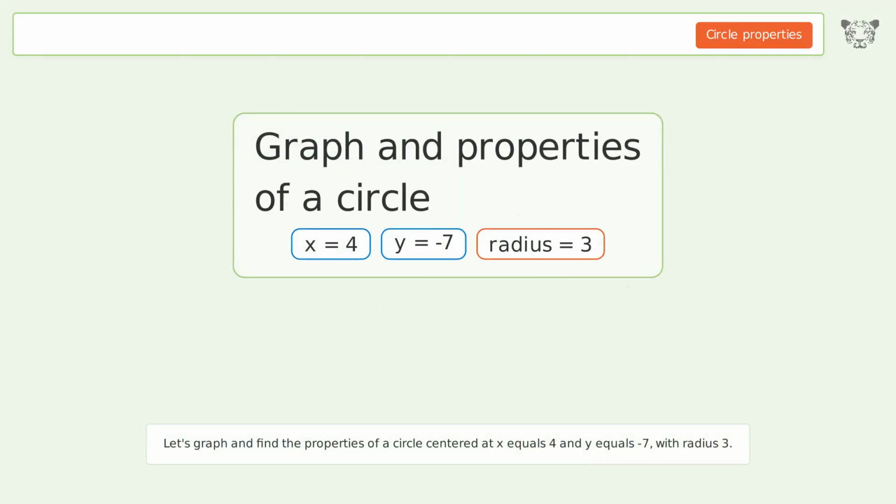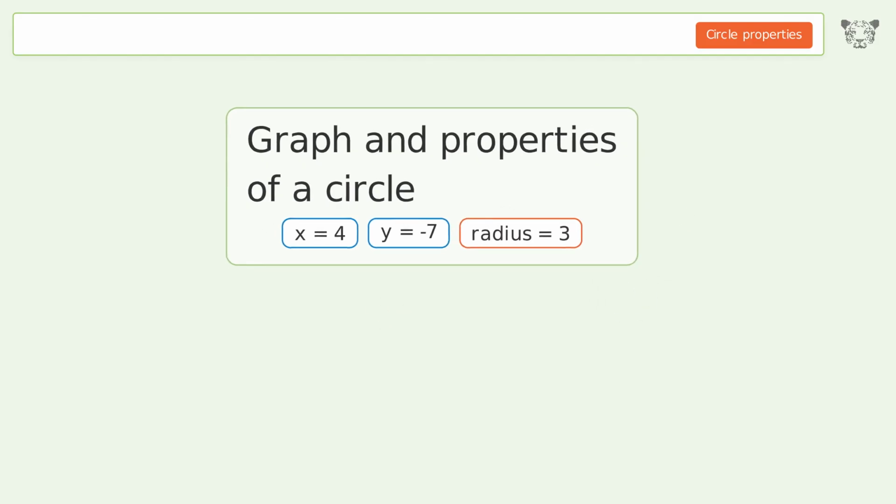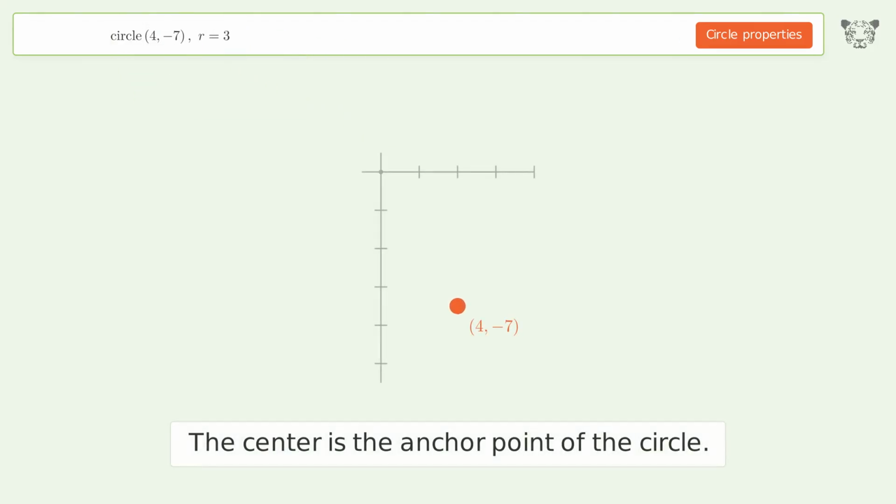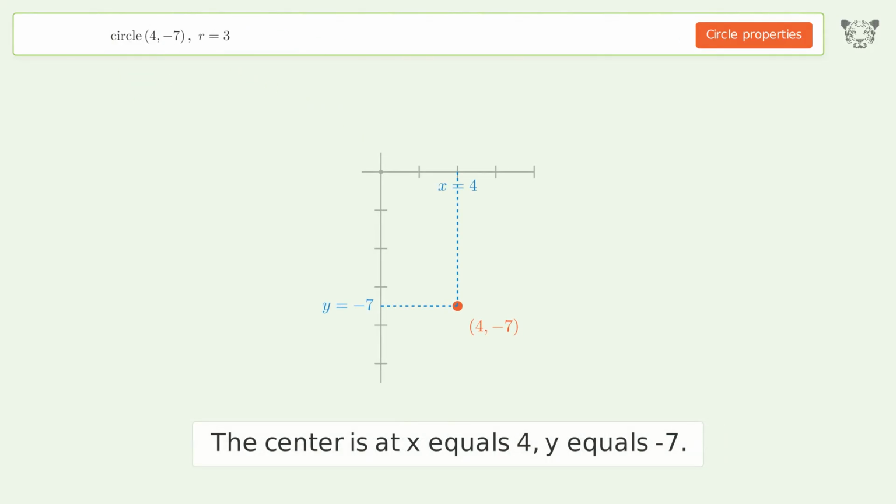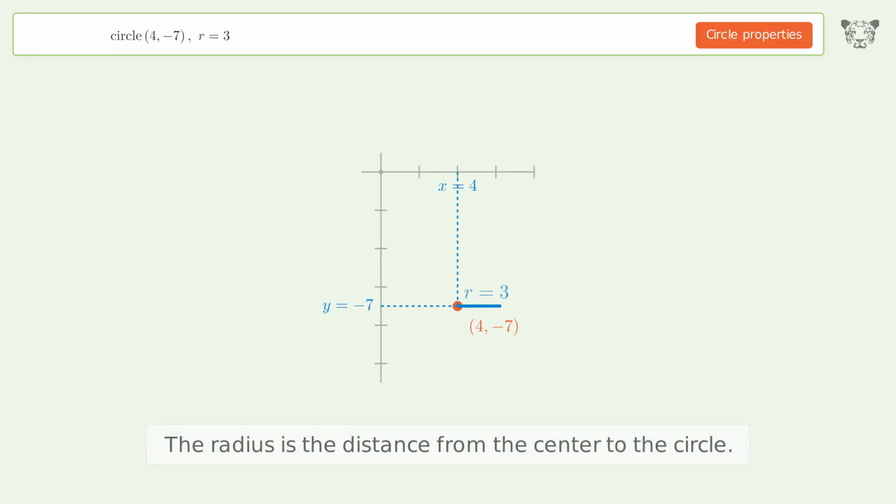Let's graph and find the properties of a circle centered at x equals 4 and y equals -7, with radius 3. The center is the anchor point of the circle. The center is at x equals 4, y equals -7. The radius is the distance from the center to the circle.